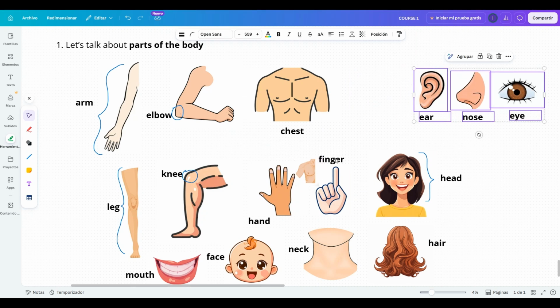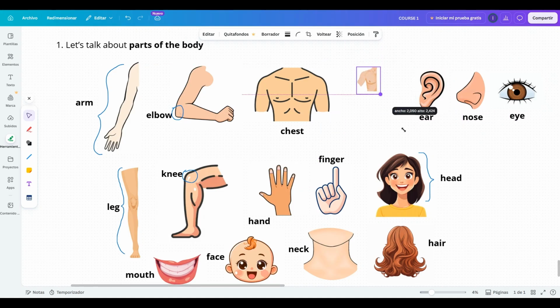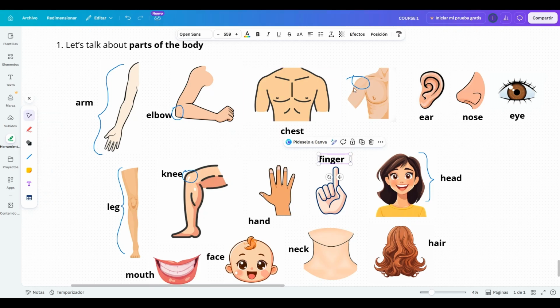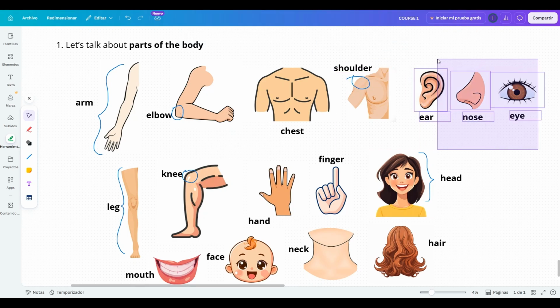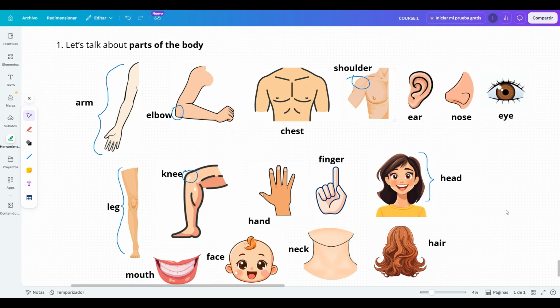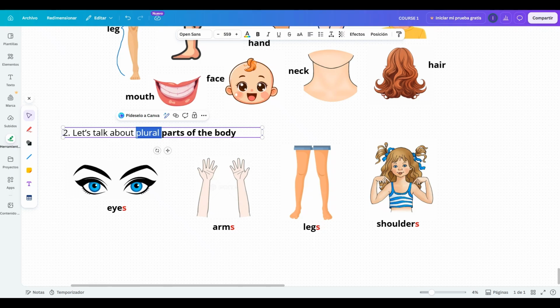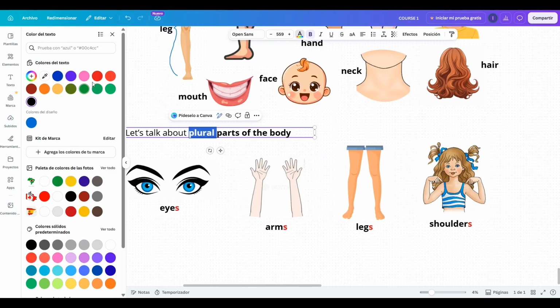You can move this a bit. Okay. Shoulder. What is shoulder, teacher? This small part. It is shoulder, part of the chest. Shoulder. Yes. Correct. Shoulder, ear, nose, eye. Singular, also plural. Yes. Two eyes, two arms, two legs, two shoulders. Plural parts of the body.